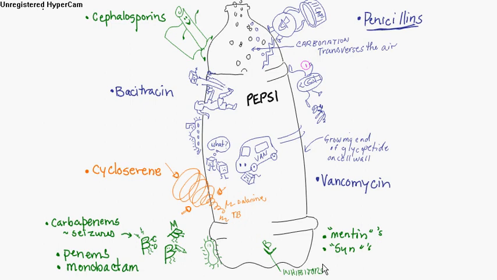Here is the visual mnemonic representation of antimicrobial agents that inhibit peptidoglycan synthesis. And that's why you got the Pepsi bottle there. So it stands for peptidoglycan. You can start with cephalosporins, which is the cellophane here.